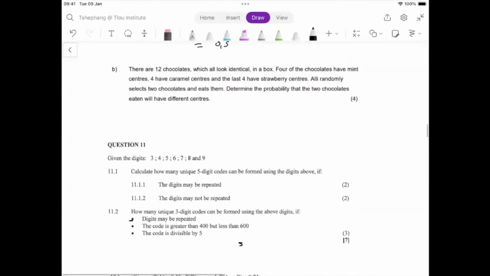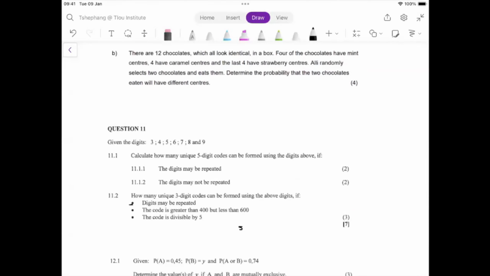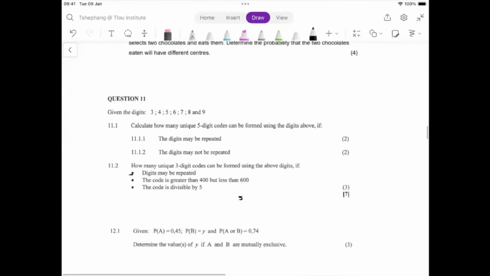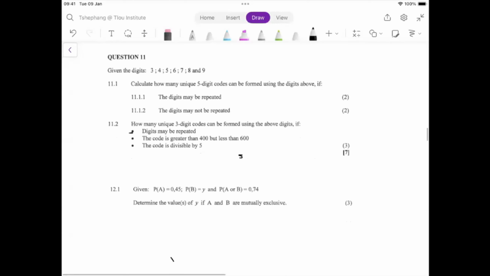Okay, now let's quickly move on. We're going to skip some questions so that at least we have done a variety of questions. Now they're saying, given the digits 3, 4, 5, 6, 7, 8, and 9, calculate how many unique, which is very important, 5-digit codes can be formed using the digits above if the digits may be repeated.